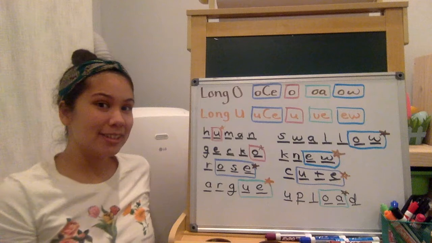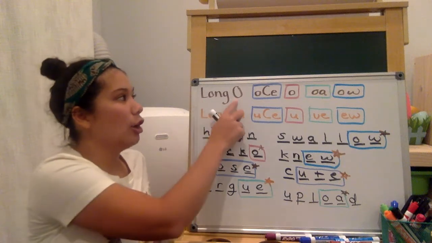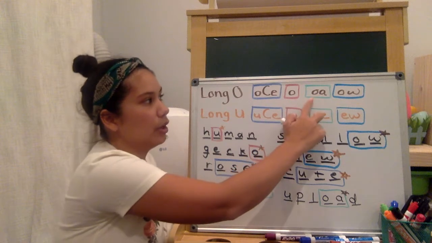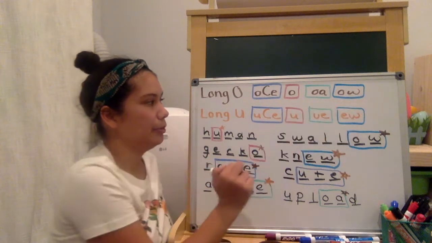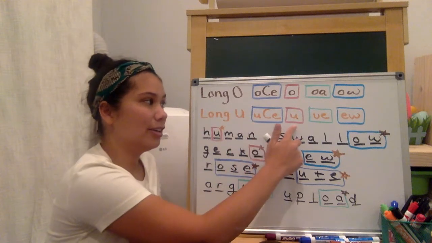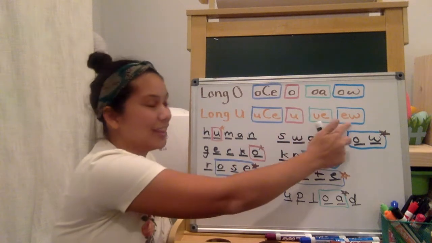So we just practiced spelling words with the long O patterns that are O consonant E, O, O-A, O-W, and the long U patterns, U consonant E, U, U-E, and E-W.